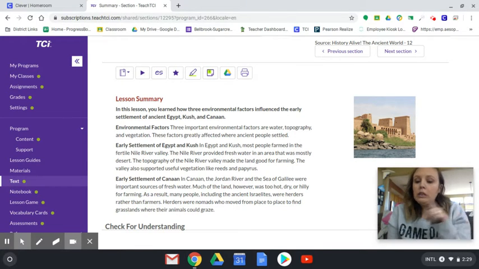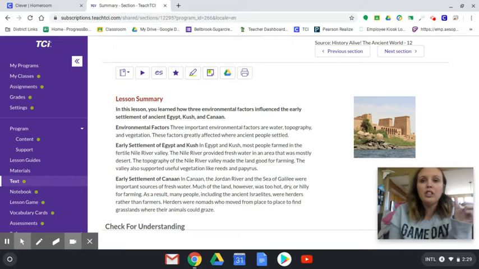Know the borders of Canaan. So we know that the western border is the Mediterranean Sea, and the eastern border is the Jordan River. Also know that the Sea of Galilee is a freshwater resource, unlike other seas that you see. So that's unique. And the Dead Sea is so salty that no life can actually live in it.